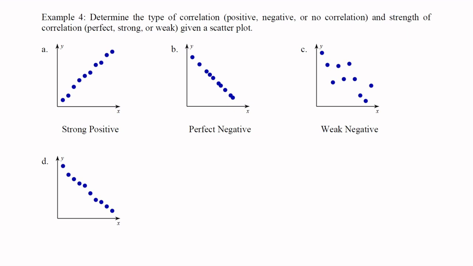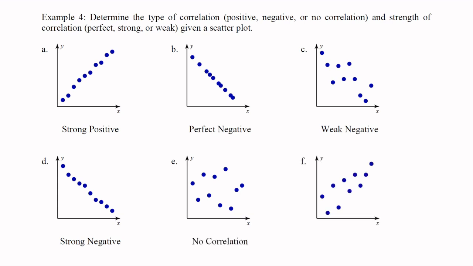For D, we have a decreasing set of data, so it would be negative, but if we were to draw a line through, most of those points would be pretty close to that line, so this is strong negative. Now this one, we can't really tell if it's increasing or decreasing, so in this case, we have no correlation. And then for F, it does look like this data is increasing, but the points aren't exactly tight. They're a little bit more spread out, so we have weak positive.